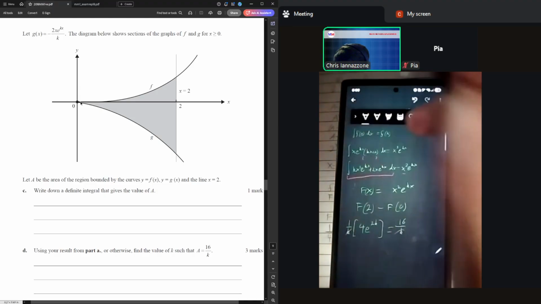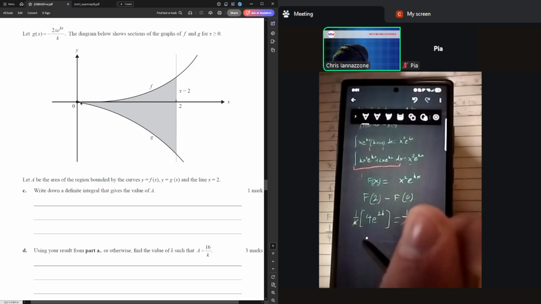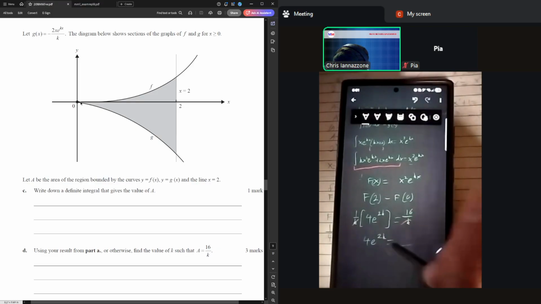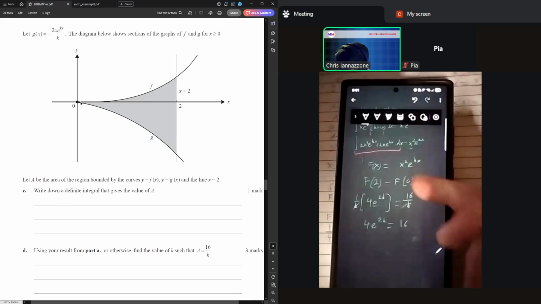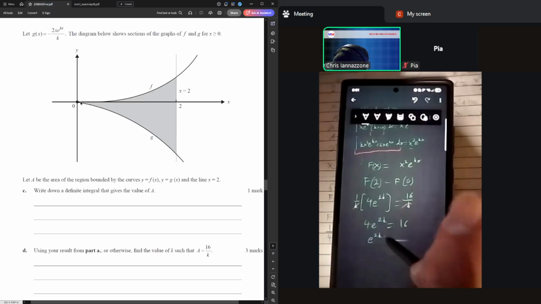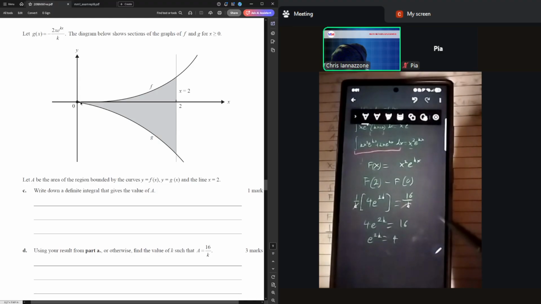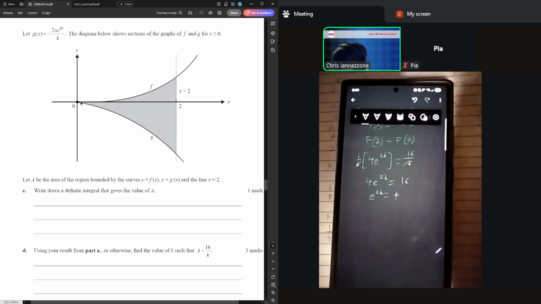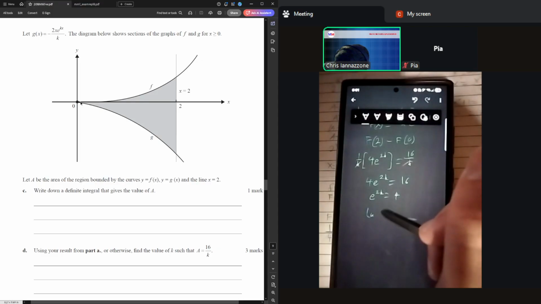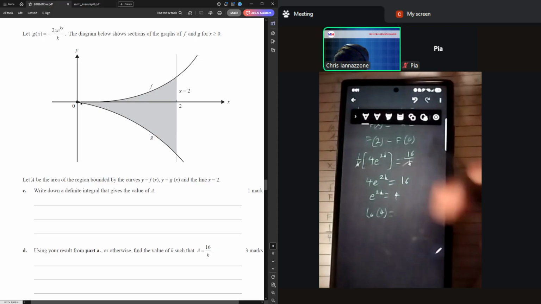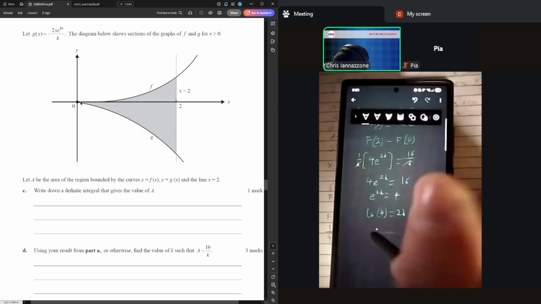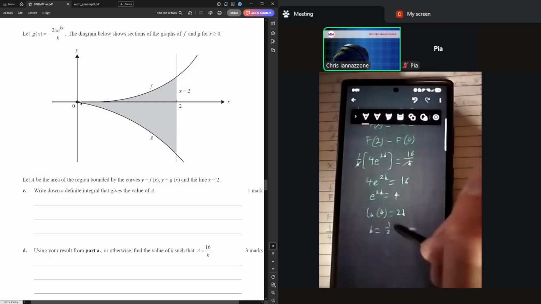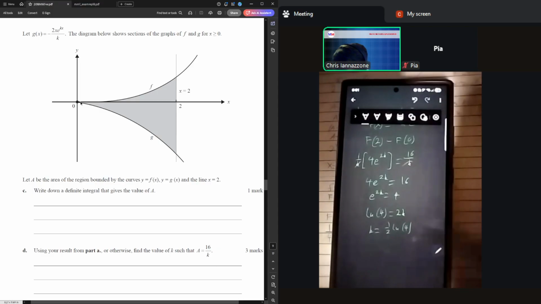The k's cancel. 4e^(2k) equals 16, so e^(2k) is 4, and well, just logs here. Natural log 4 is equal to 2k, so k equals half natural log 4.